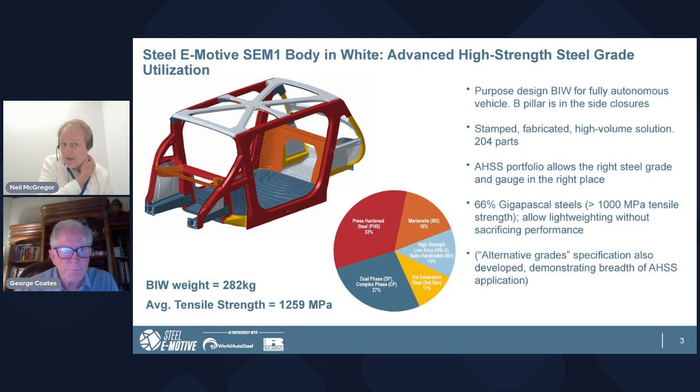But from that pie chart, you can see just under 50% of the body in white consists of press hardened steel and martensitic steel, so ultra high strength steel. And we'll see from this presentation and the subsequent presentations that the reason for that really is the strength required for mainly the frontal crash and side crash requirements. But we'll see that. And I'll just add to that.